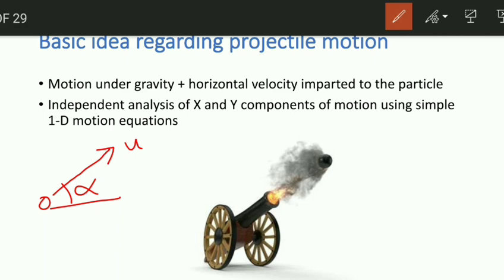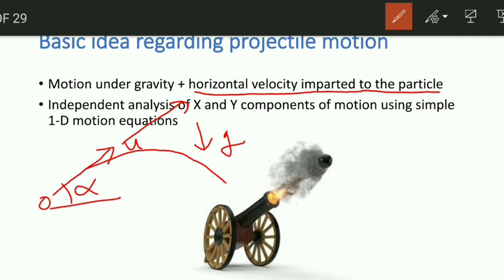First of all, what is a projectile? Projectile is anything that is being projected or thrown. So I am projecting this particle with an initial velocity u at an angle of projection alpha. Now what will happen? This particle is under the influence of gravity, that is g. So instead of going straight, it will come down like this. And also there is a horizontal velocity imparted to the particle.